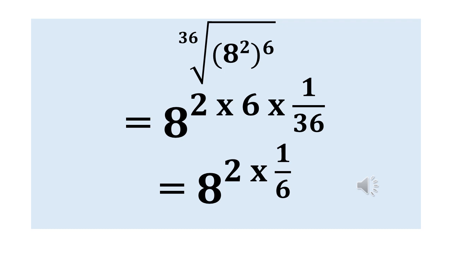So what we now have is 8 raised to power, the 6 will divide 36, and that will now mean we have 1 over 6. So 6 in 6 is 1, 6 in 36 is 6. So we now have 8 raised to power 2 times 1 over 6, that is, 2 as the power and 1 over 6 as also the power of 8.